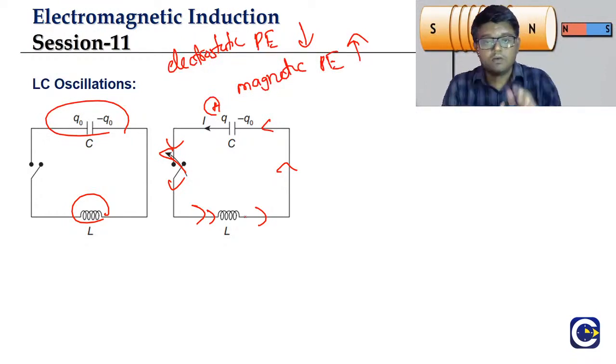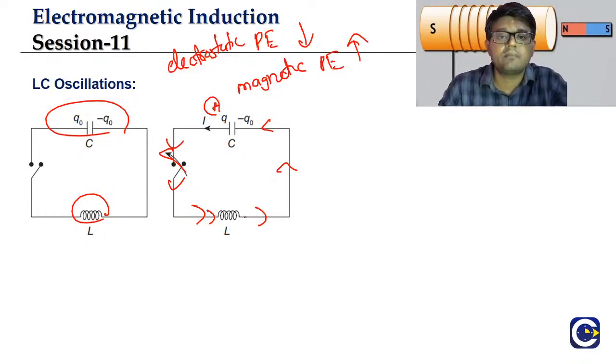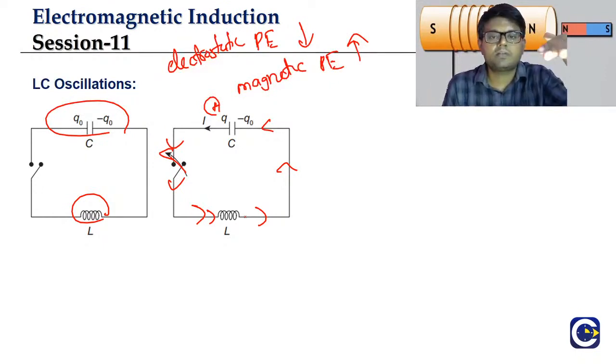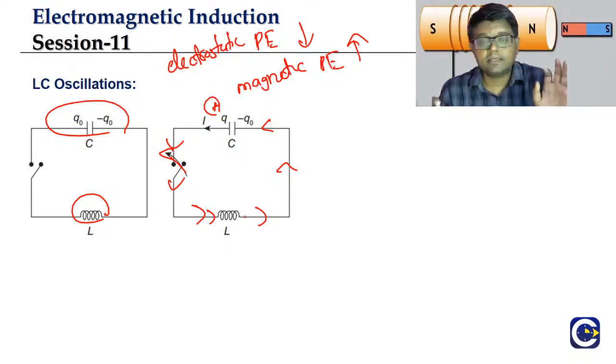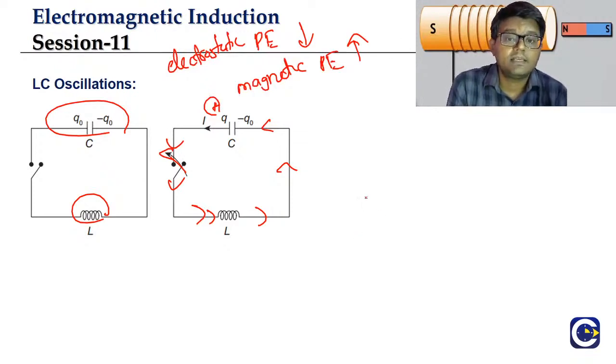Once the current is fully established, the reversal is going to happen. The current is going to decrease. Then we will see that the magnetic potential energy will be converted back into electrostatic potential energy. So there will be oscillations. The energy is going to oscillate between the electrostatic potential energy of the capacitor and the magnetic potential energy of the inductor. How the energy oscillates, we'll explain in detail when we go to AC, because we will study the same LC oscillations in much more detail there. Here I just want you to understand the concept of LC oscillation.